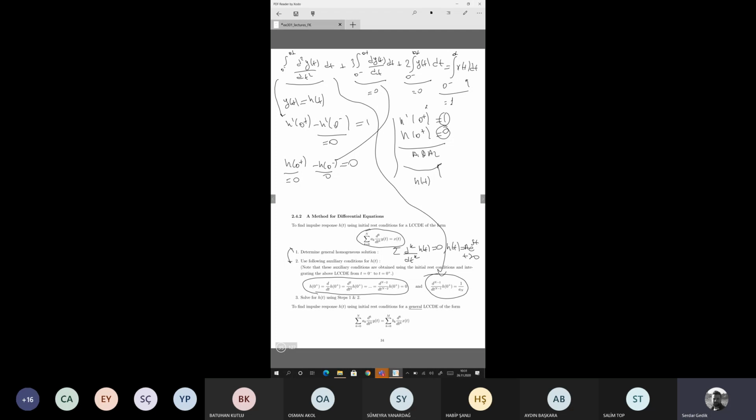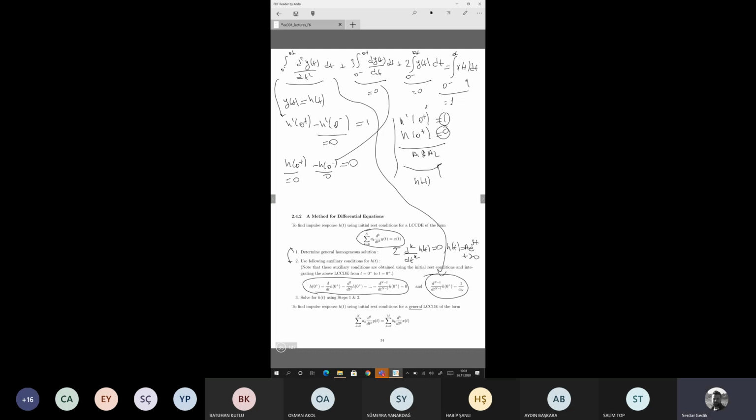In step 1, I have obtained the general form for h of t, and in step 2, I have found the auxiliary conditions. I have assumed the initial rest assumption, and I have obtained the relationship between the coefficients, and I can solve to find the solution.